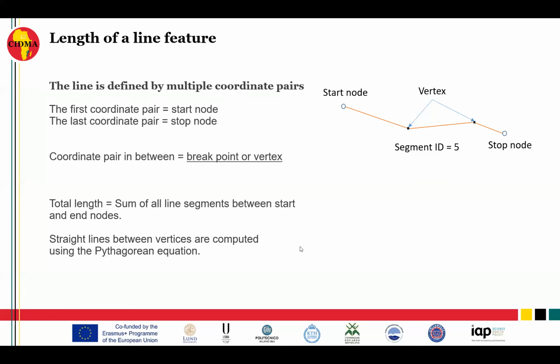As you know, the line feature just consists of coordinate pairs. So here we have x and y coordinates, here we have x and y coordinates, here we have x and y coordinates, and here we have x and y coordinates. So for each of these legs of the line feature, it will have to calculate the distance and then summarize it.